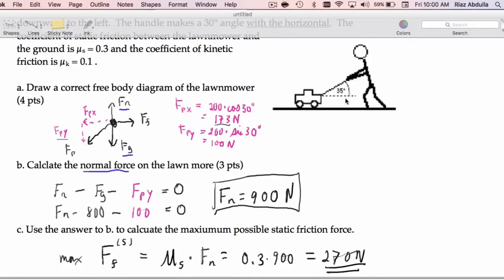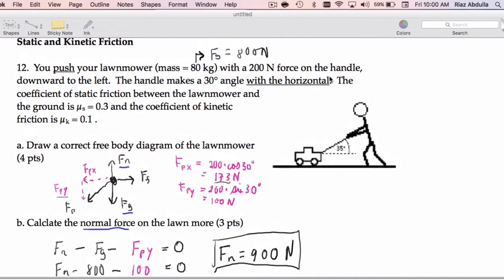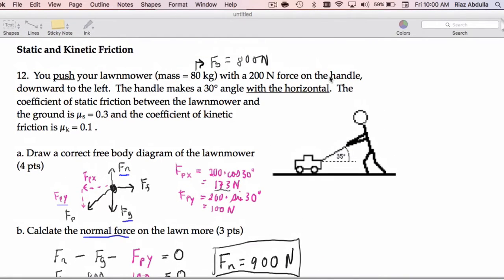All right, everybody, I want to run through this problem here. So we have the lawnmower problem. I worked it out before, but the video didn't upload as well as I wanted. So I'm going to walk you through what I did.